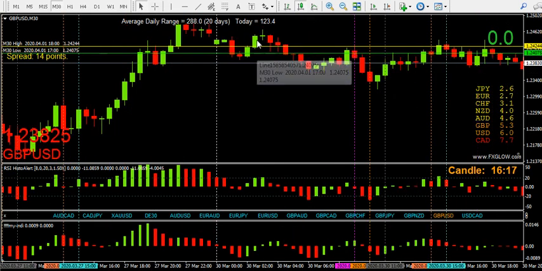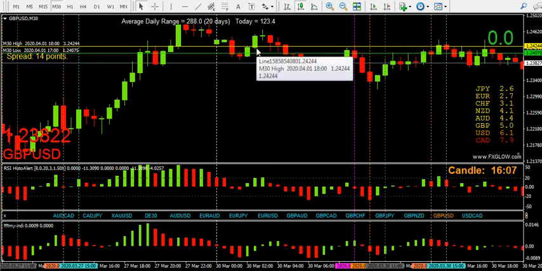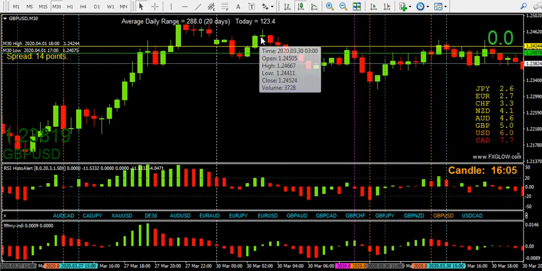Low, high, higher, low, higher, high. High, low, lower, high, lower, low, lower, high, lower, low, lower, high, lower, low. You keep singing the song until you break those last two candles. Yep, that's a candlestick uptrend, in my opinion.